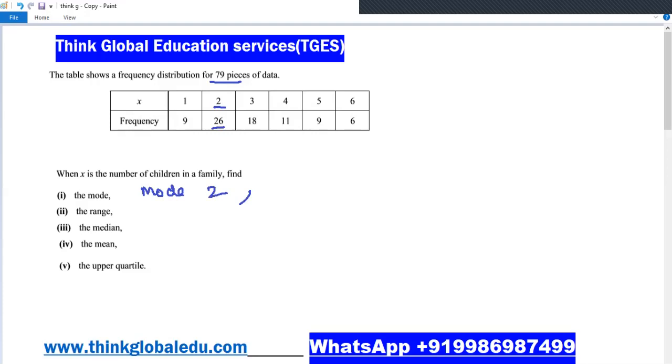And next one is the range. We know the formula for the range. Range is equal to maximum value minus minimum value. The maximum value is here 6 and the minimum is 1. We don't take the maximum or minimum of the frequency. We always take the maximum or minimum value of the variable. So the maximum value is 6 and the minimum value is 1, so that is 6 minus 1, it's 5. So the range is 5.